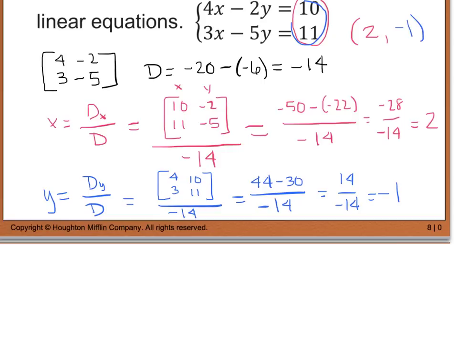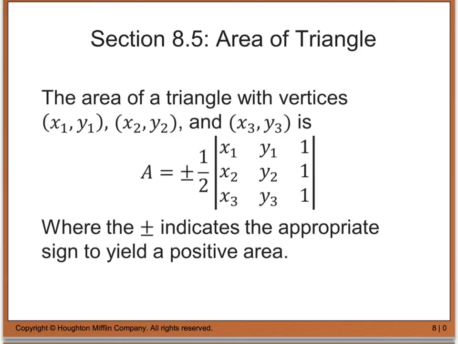And if you go and double check this point in either one of these equations, you will see that it will work, or you can graph these equations and it will become the point of intersection. The next thing we're going to look at is how to calculate the area of a triangle.